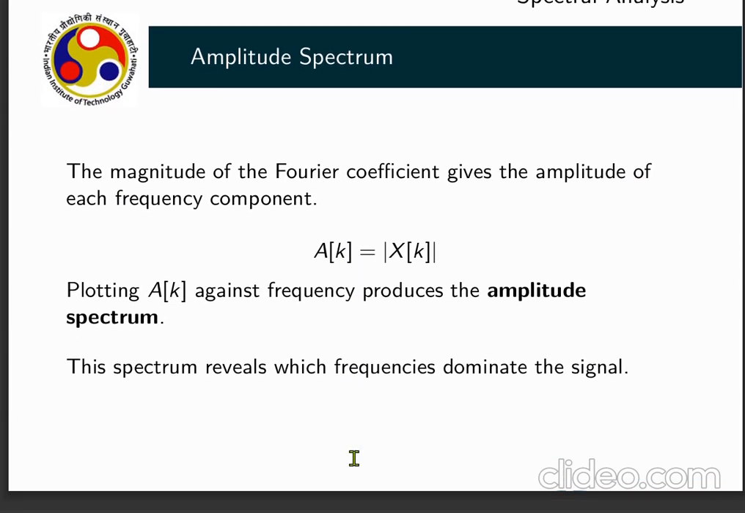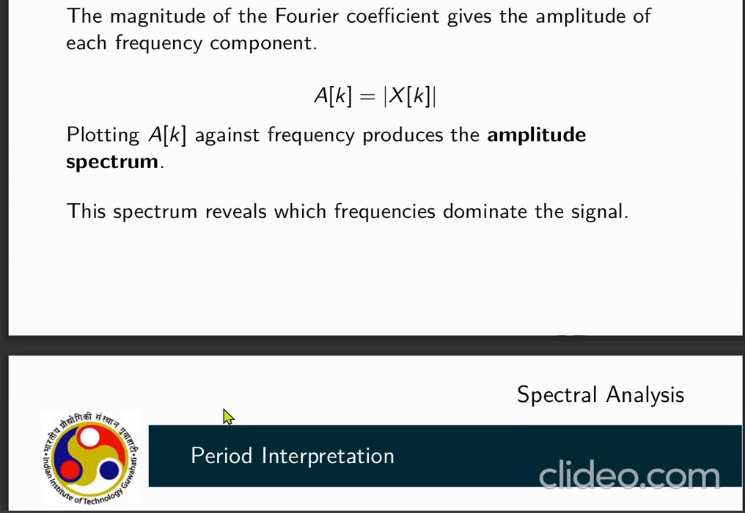Now, to determine the strength of each frequency component, we compute the amplitude spectrum A[k] = mod X[k]. Plotting the amplitude spectrum would reveal which frequencies contribute most strongly to the signal. Large peaks in the spectrum would correspond to dominant periodic behavior.